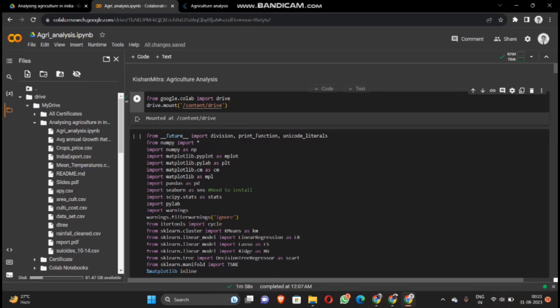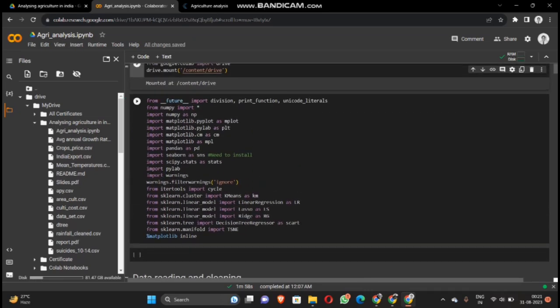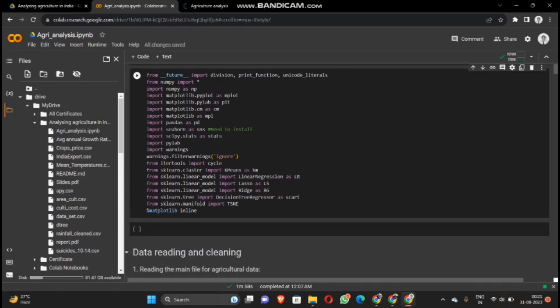So these are my data sets: crop price CSV, Indian export, mean temperature, and majorly annual growth, including APY, which is the agriculture sector of India data set. Here I imported all the libraries which I required in this project.